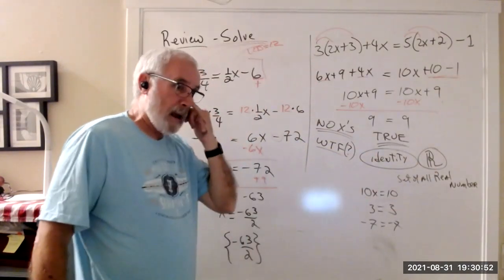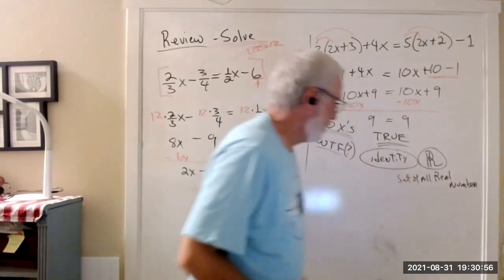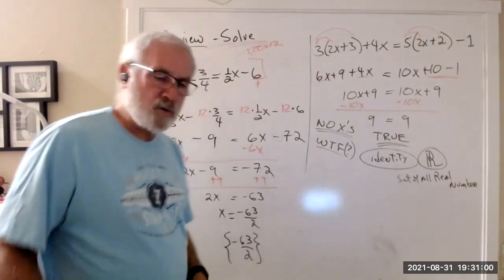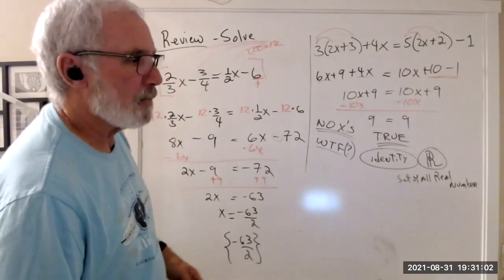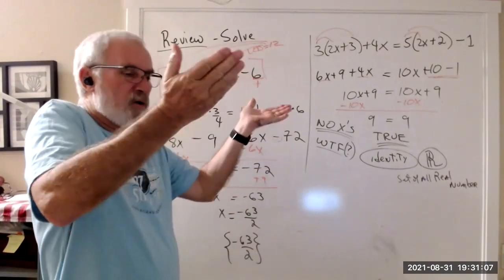Okay? I've got a question about the last problem. Sure. I still don't get why you multiply by the LCD for the whole problem. What you're doing is making everybody in the problem 12 times bigger.